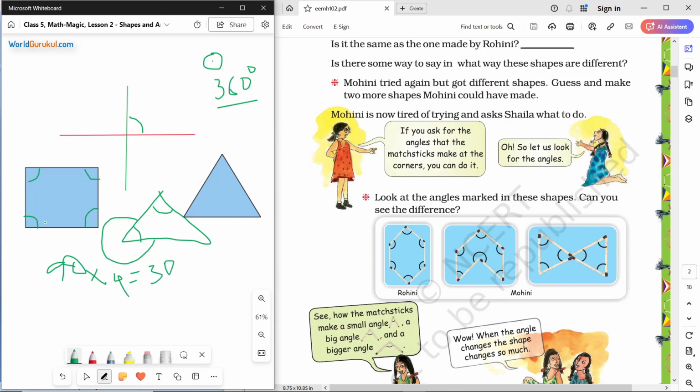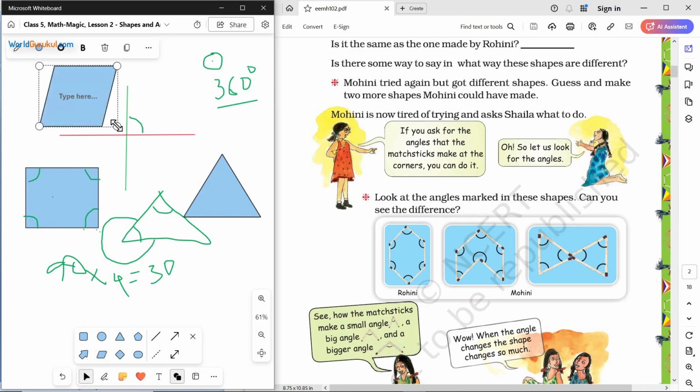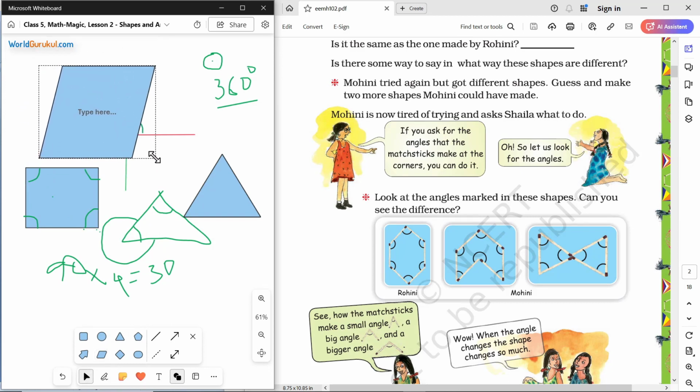The angles inside a square all sum up to 360 degrees. Any four-sided shape, the angles inside will sum up to 360 degrees. Let us draw another four-sided shape. This is called a parallelogram. It has four sides and it has four angles as well. And all these four angles will sum up to 360 degrees. We'll come to that in later sections.